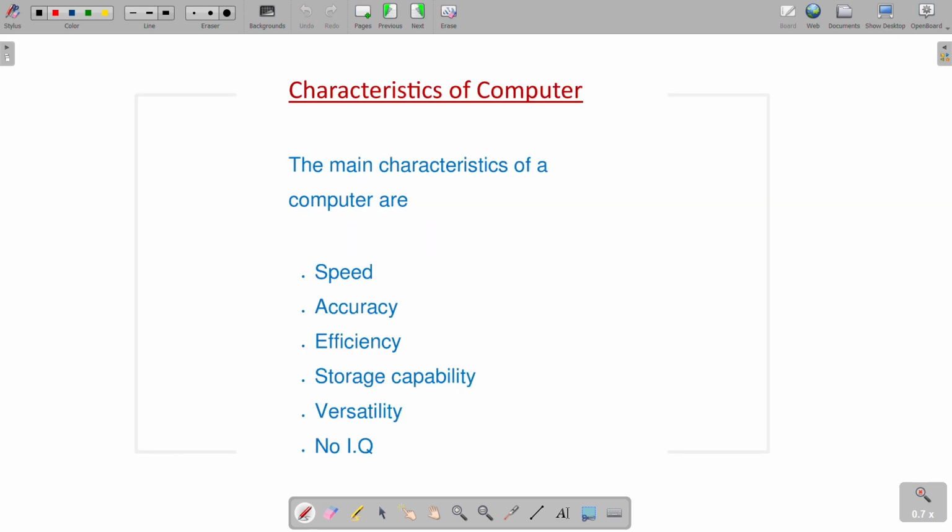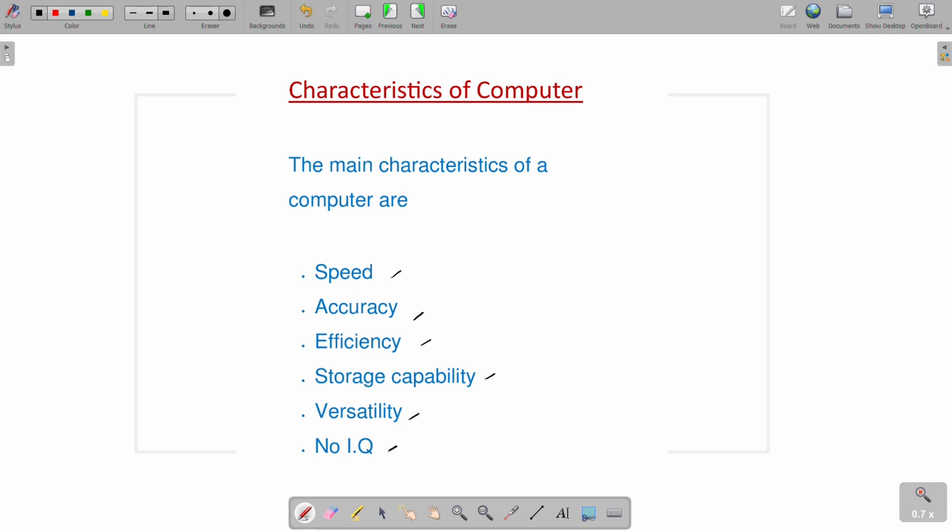Now we are going to discuss the characteristics of a computer. The main characteristics of computers are speed, accuracy, efficiency, storage capability, versatility, and no IQ, intelligent quotient. Now the first one is speed.